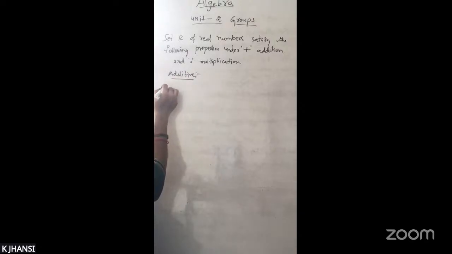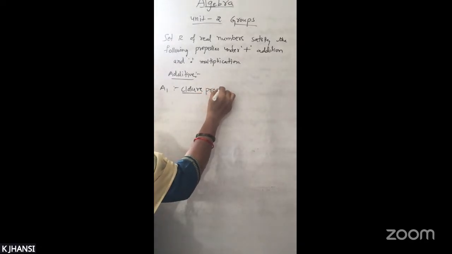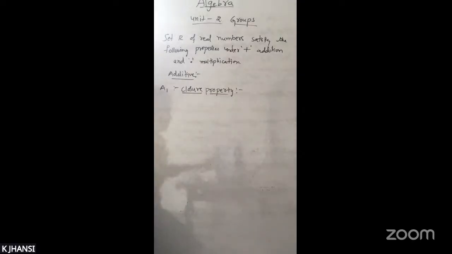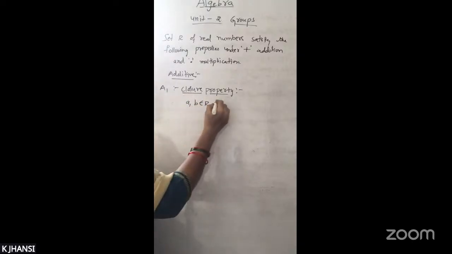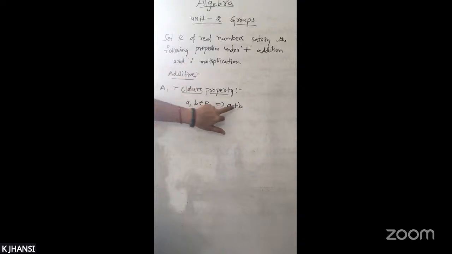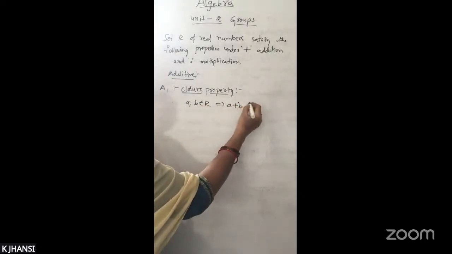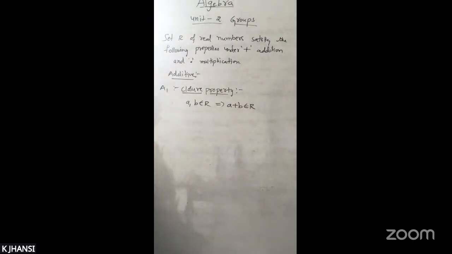The first property we call A1. This is called the closure property. Closure property is that if you take a, b belongs to R, then a plus b, that is, whatever operation we are doing, be it addition meaning the plus operation, subtraction meaning the minus operation, multiplication meaning the dot operation, or division, that operation will be closed under the set of real numbers. So if a, b belongs to R implies a plus b, whatever the resultant you get, also belongs to R, then we say it is the closure property.